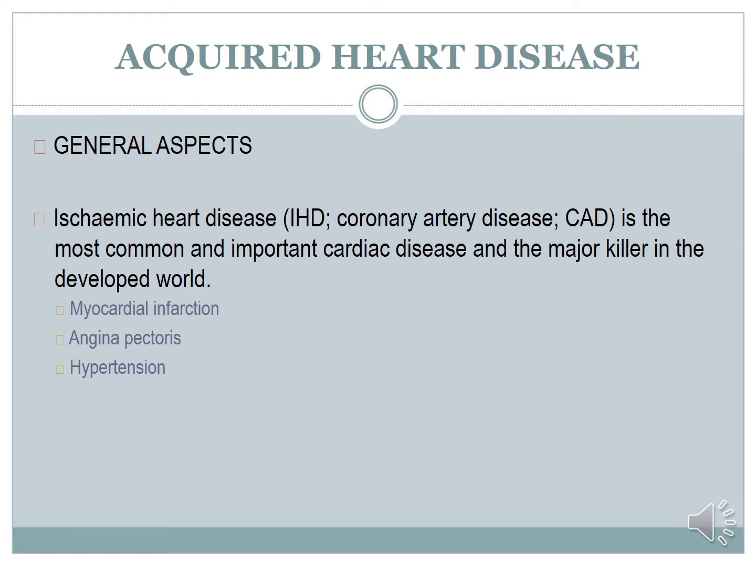The next is about acquired heart disease. So we saw about congenital heart diseases and how they are managed dentally. Now we are going to see the acquired heart diseases. In acquired heart diseases, we are going to cover mostly myocardial infarction, angina pectoris, and then the functional problem of the heart like hypertension.